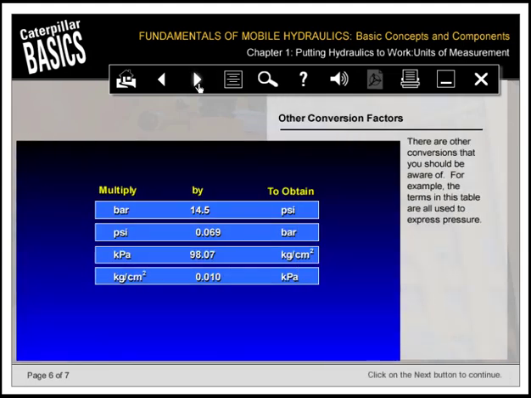There are other conversions that you should be aware of. For example, the terms in this table are all used to express pressure.